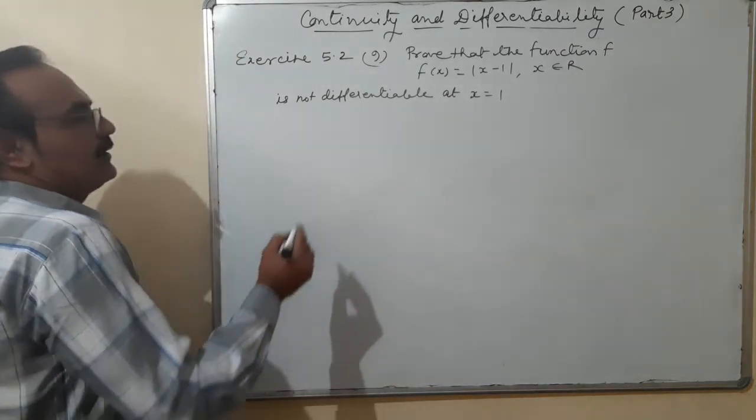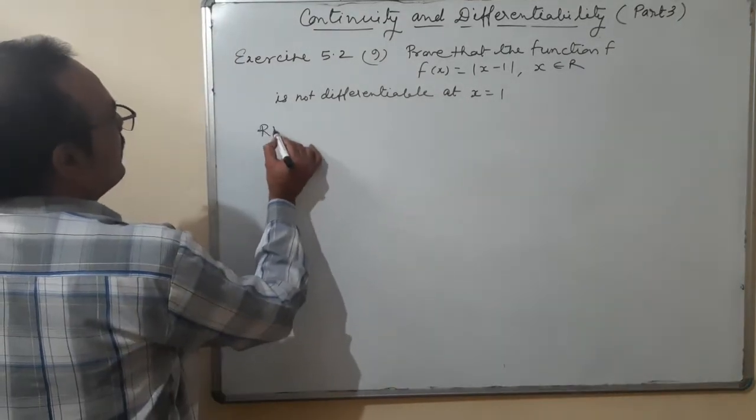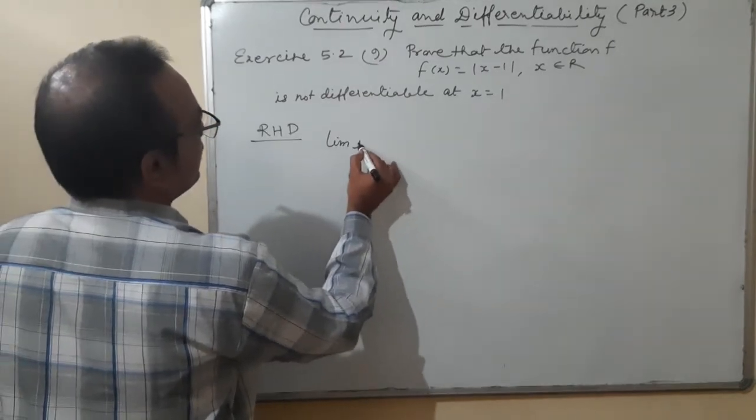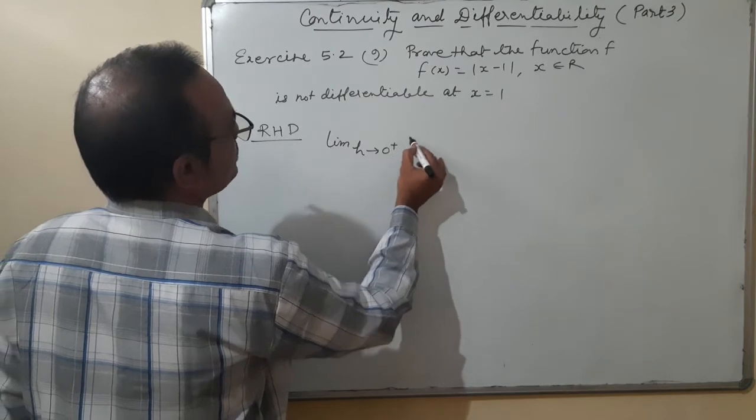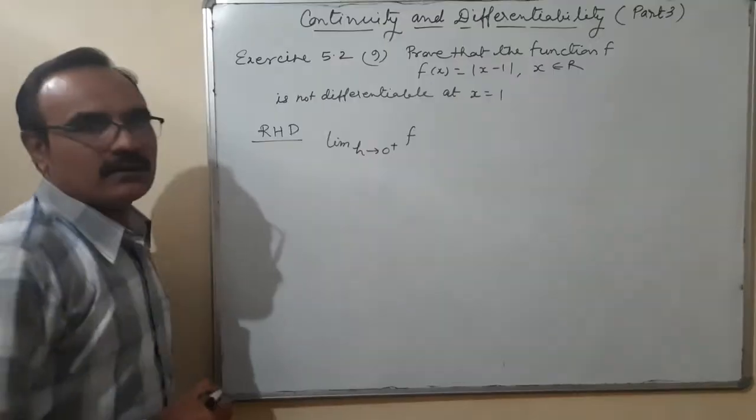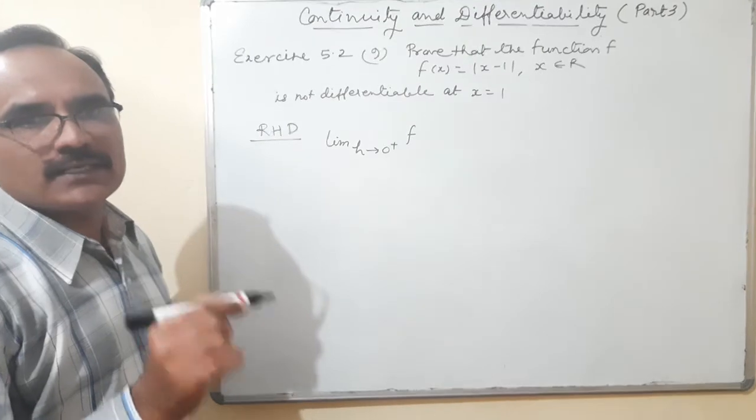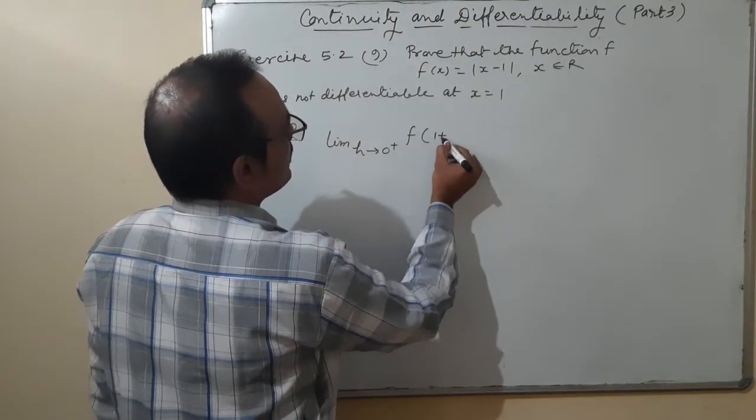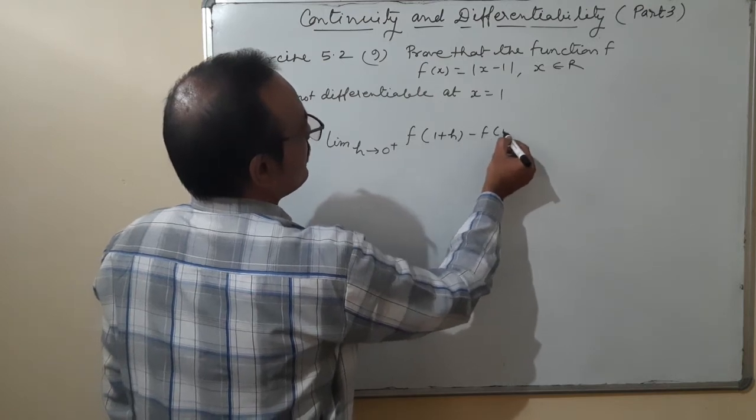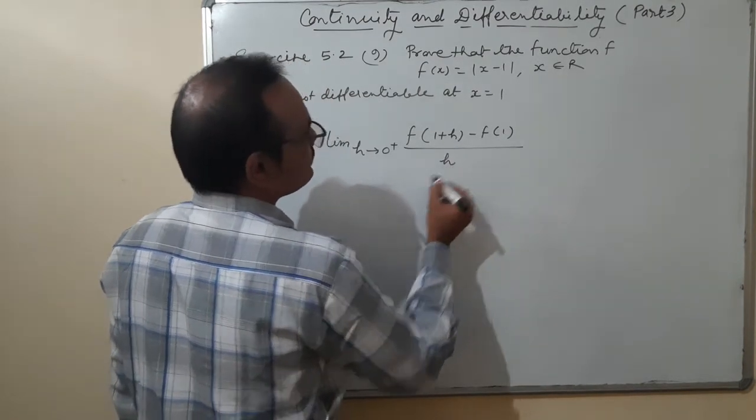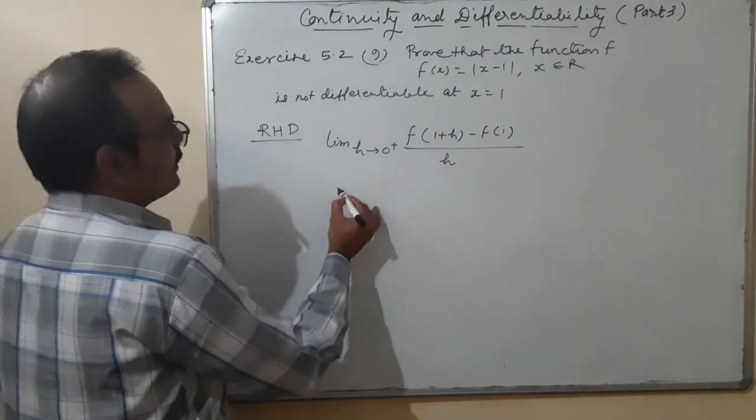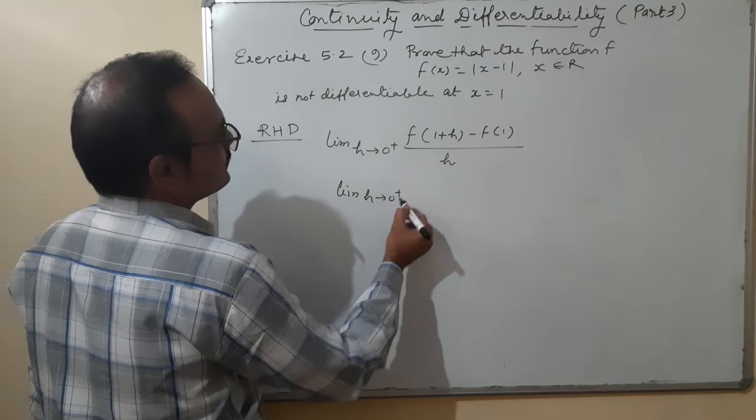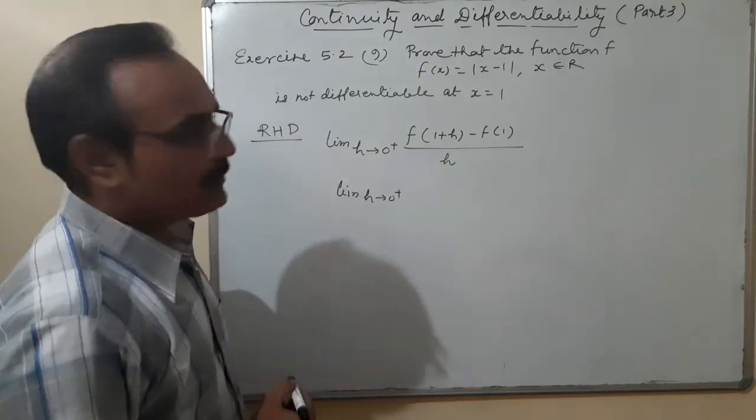Okay. RHD, right hand differentiability. What is it? Limit h tends to 0 plus, the formula is f of a plus h minus f of a upon h, so in place of a plus h, what should I write here? f of 1 plus h minus f of 1 upon h. Okay. Limit h tends to 0 plus f of 1 plus h. f of 1 plus h, what does it mean?